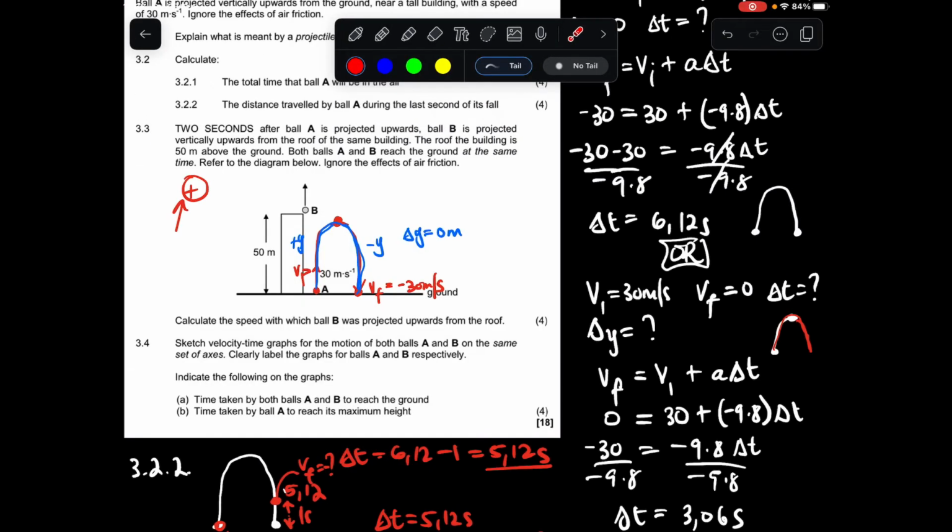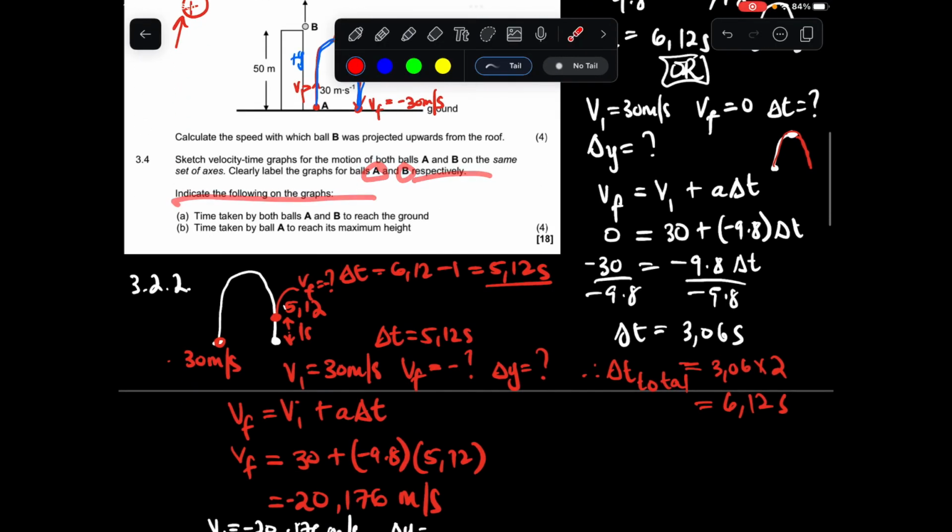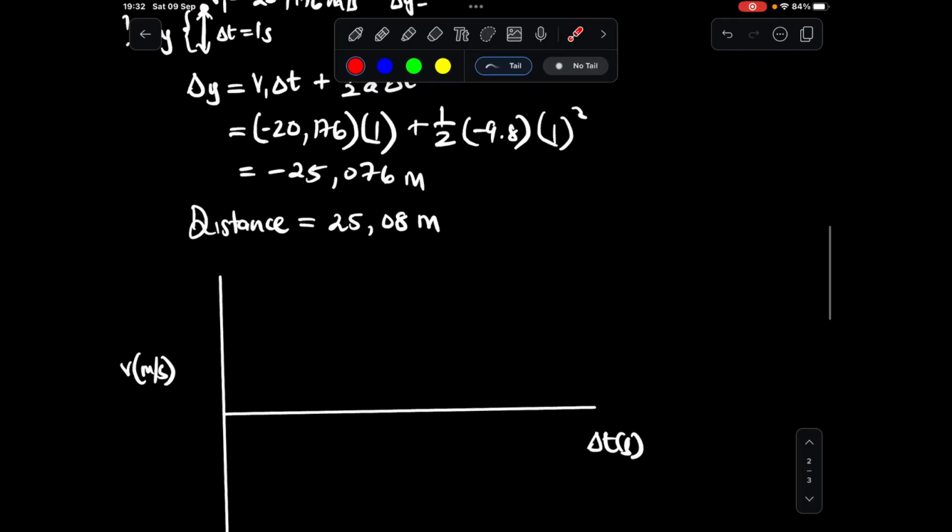Let's look at 3.4, the last question. It says sketch the velocity time graph for the motion of both ball A and B on the same set of axes. Clearly label the graph for balls A and B. Indicate the following. These are the things that you need to indicate in the graph. It's very important, you get the marks according to them. Now, time taken for both balls A and B to reach the ground, we need to show the time they take to reach the ground. Now it says time taken for ball A to reach its maximum height. That's what you need to show.